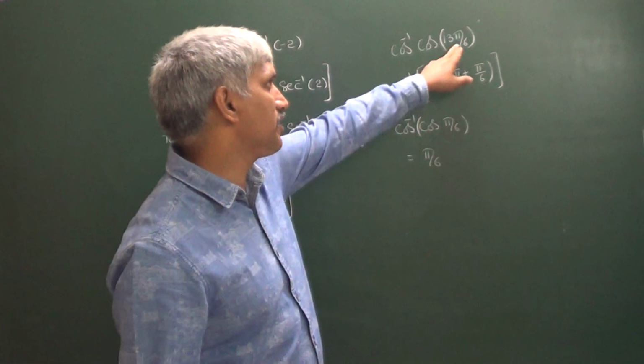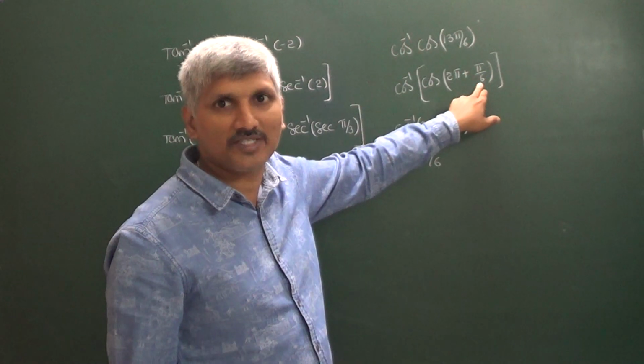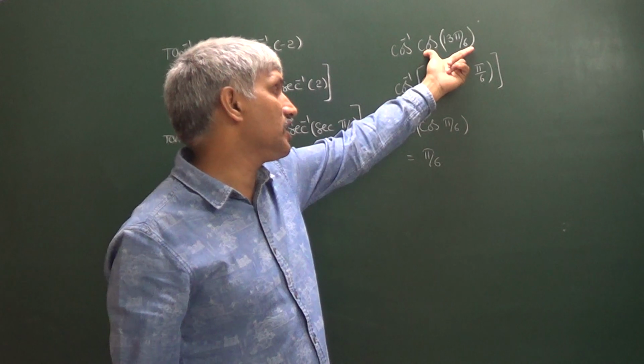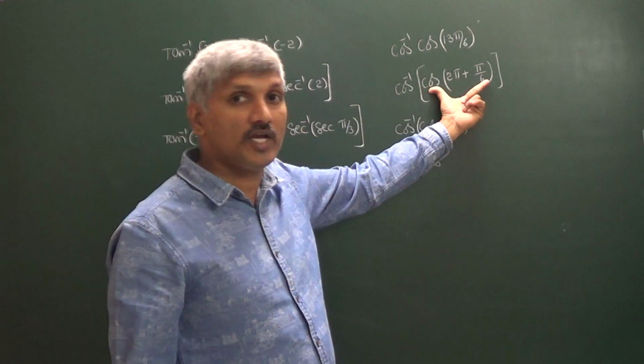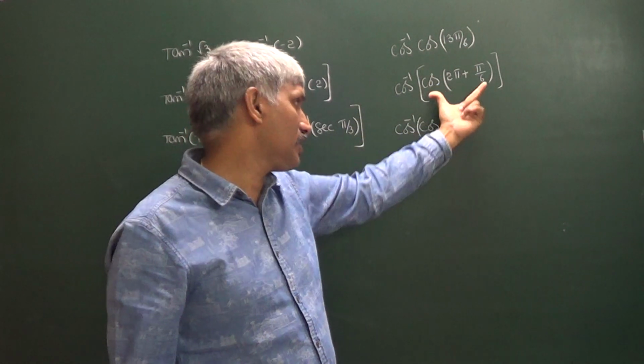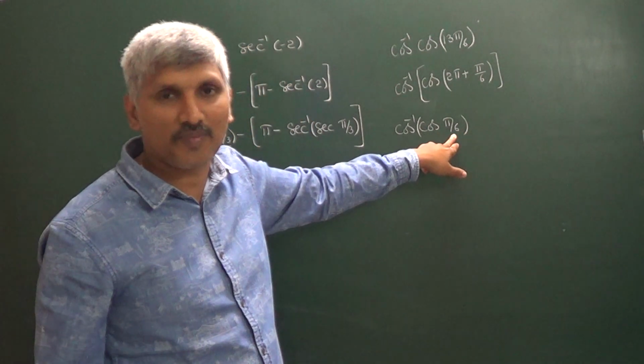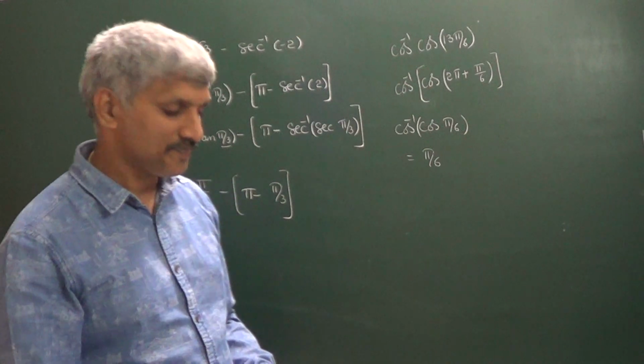Because 13 pi by 6, that is 2 pi plus pi by 6, is not there in the principal branch. That's why cos 13 pi by 6 we can write in this way. Cos(360 plus theta) can be written as cos theta. Now pi by 6 is there in the principal branch. So we can write it, right?